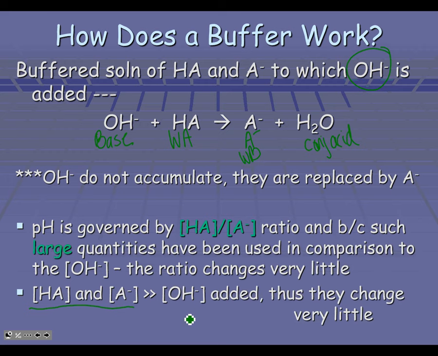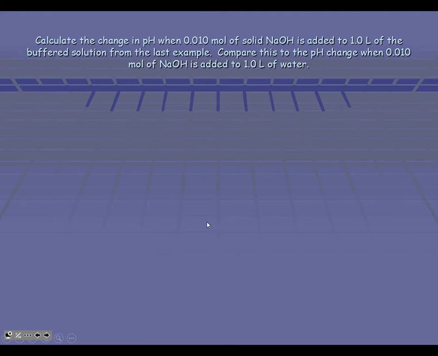So let's look at our next slide and actually try one and see what happens. We're going to work with the components from that first example problem, the buffer that had the acetic acid and the sodium acetate in it. We want to see what happens when we add 0.01 moles of solid sodium hydroxide to 1 liter of that buffered solution. What kind of change in pH will we end up with?